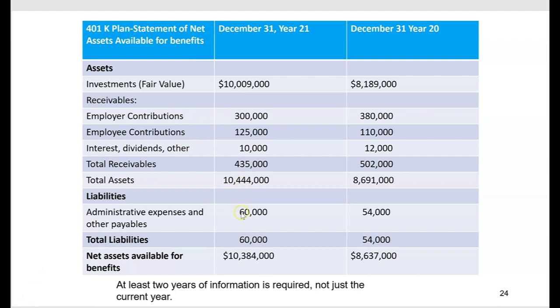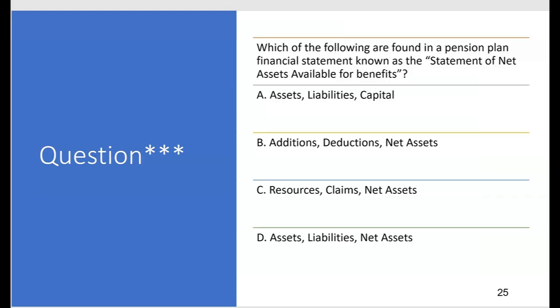Then what are the liabilities? Administrative expenses and other payables, and then you have the net assets available for benefits. Notice at least 2 years of information is required, not just the current year, but the current year and the prior year. So what could they ask you here?